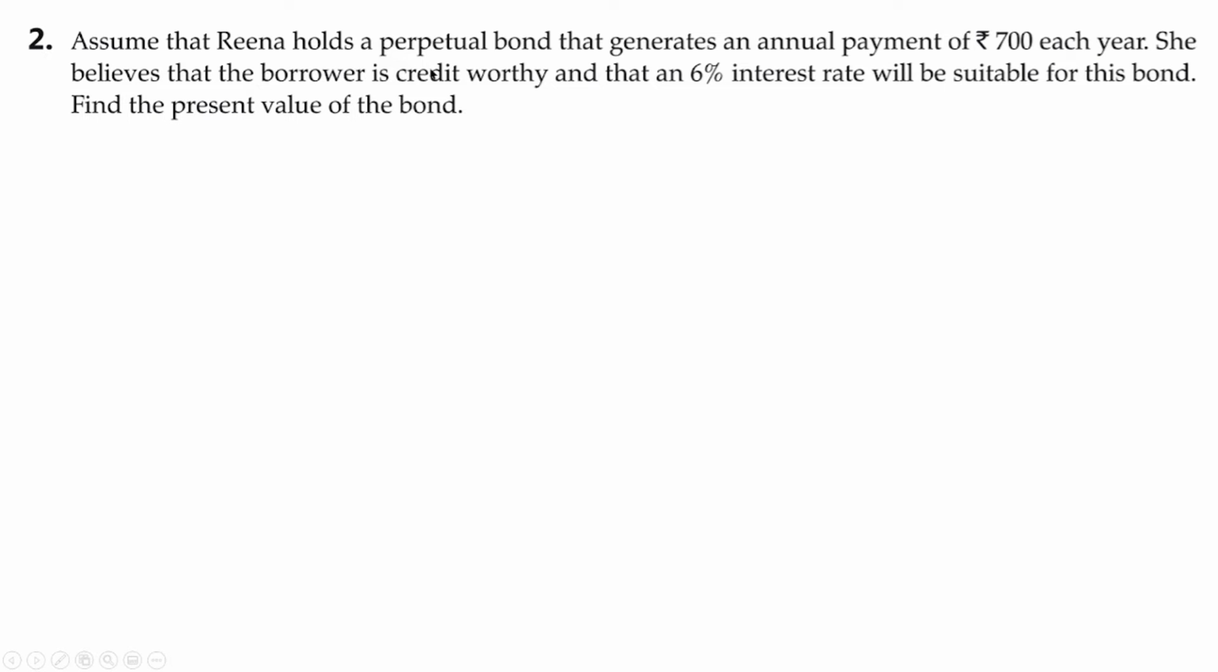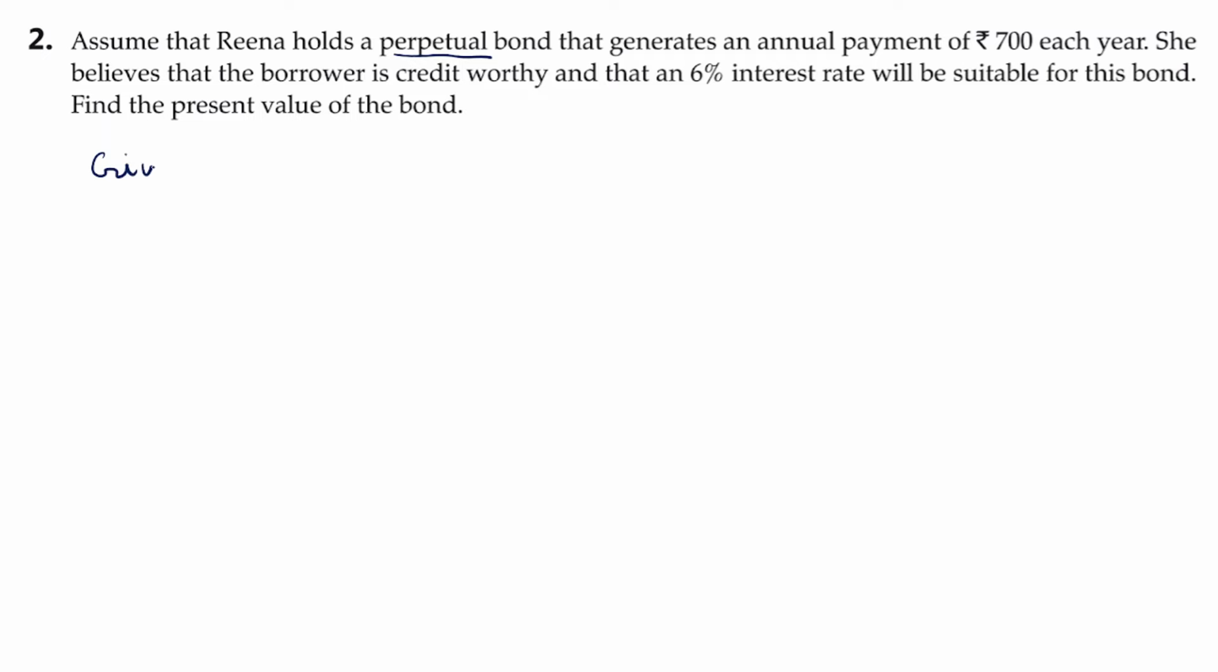Assume that Reena holds a perpetual bond that generates an annual payment of rupees 700 each year. She believes that the borrower is creditworthy and that a 6% interest rate will be suitable for this bond. Find the present value of the bond. So here it is given Reena holds a perpetual bond. So here the investment is a perpetual investment which generates an annual payment of rupees 700 each year, and it is given the rate of interest is 6%. We need to find the present value of the bond. So it is present value of perpetuity of this bond.